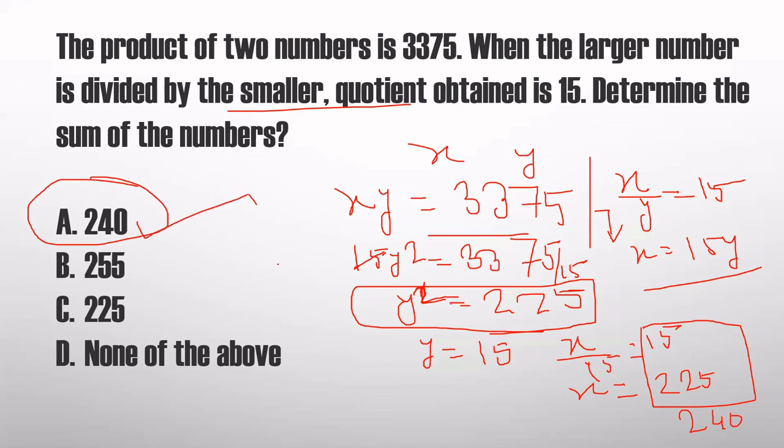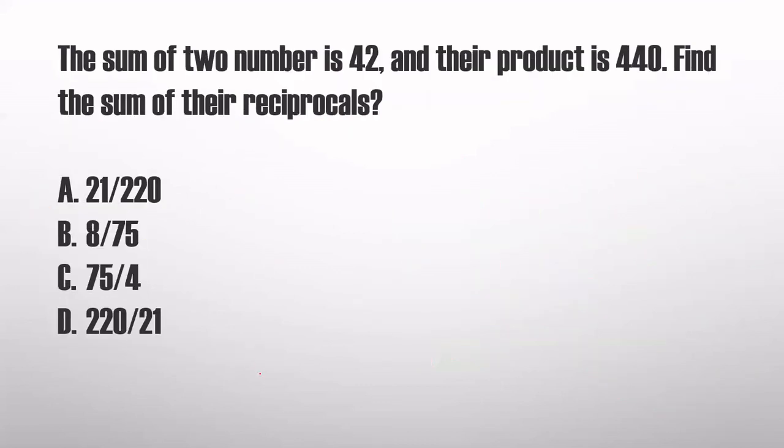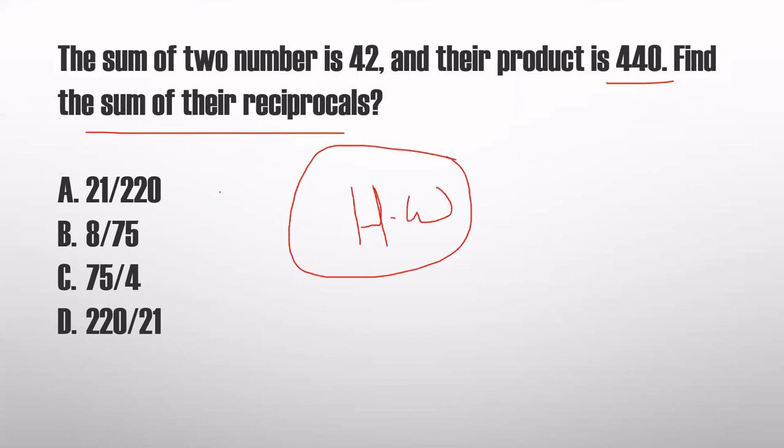Right? Now it comes to your homework question, and your homework question is this. The sum of two numbers is 42 and the product is 440. Find out the sum of the reciprocals. So that is your homework question. Don't forget to solve. After seeing all the problem solving, you need to solve this particular question.